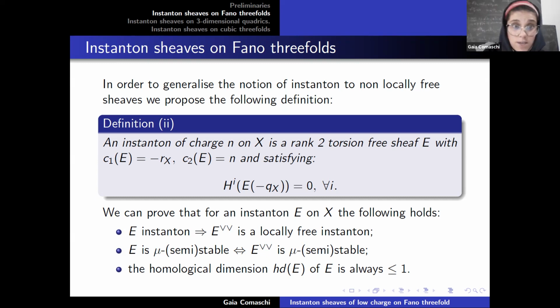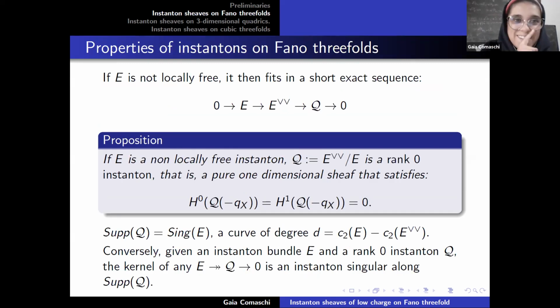In the second case, since E is torsion free, it injects in its double dual, so it gives us this defining short exact sequence. So we take E, we take its double dual, a locally free instanton, and we can prove that the cokernel of this injection is a so-called rank 0 instanton. So this sheaf Q, exactly as it was the case for P3, is a sheaf of pure dimension 1 that satisfies this vanishing in the cohomology. So when we take the twist by -q_X, this sheaf has no cohomology.